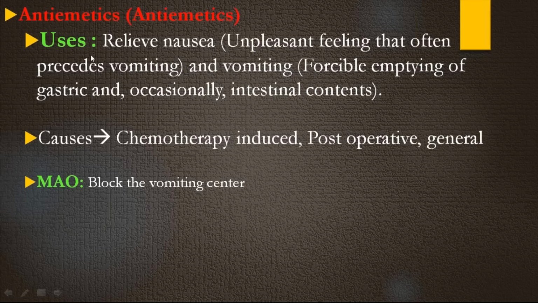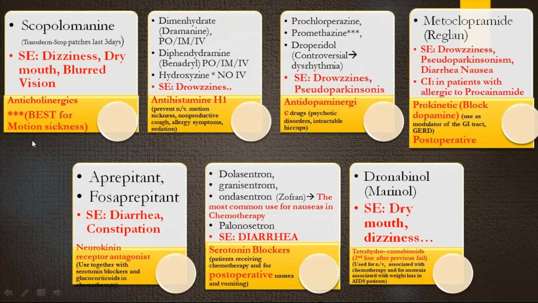Okay, so we have antiemetics. You know the definition of antiemetics, and the mechanism of action is blocking the vomiting center, which is located in the brain stem. There are many other substances, for example histamine, serotonin, and dopamine, that can stimulate nausea and vomiting. So I have here the summary. We are talking about nausea. Scopolamine: what is scopolamine? Anticholinergic. We have Dramamine or diphenhydramine, an H1 antihistaminic.